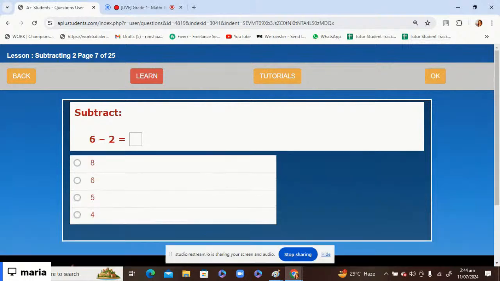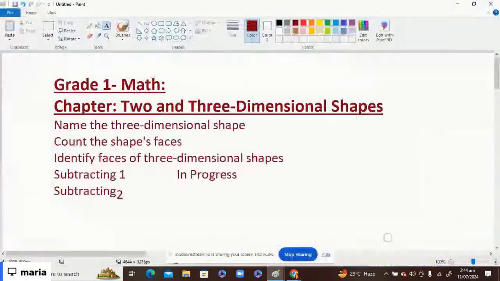Hope you guys understand these lessons as well. So today we covered grade 1 maths. The chapter we covered today is 2 and 3 dimensional shapes, as well as the subtraction building skills. From the chapter 2 and 3 dimensional shapes, 3 lessons are covered. That is, name the 3 dimensional shapes, count the shape's faces, and identify the faces of the 3 dimensional shapes.